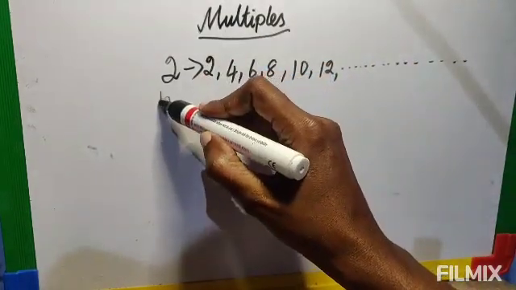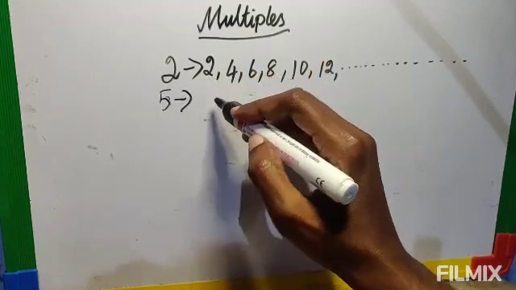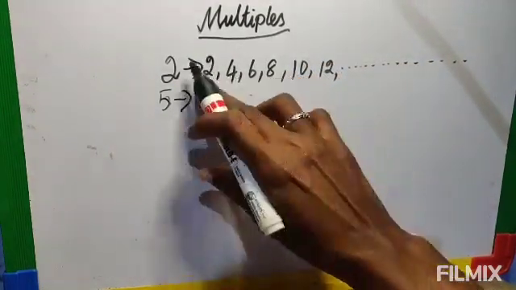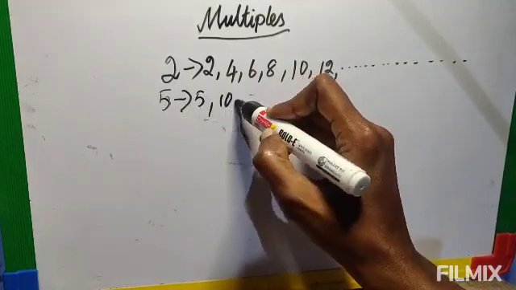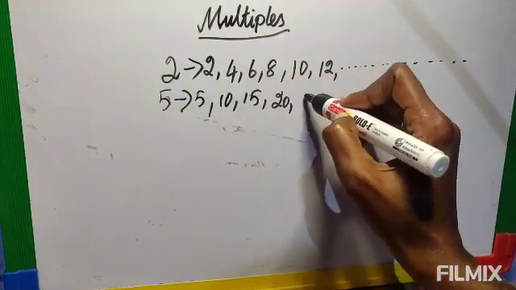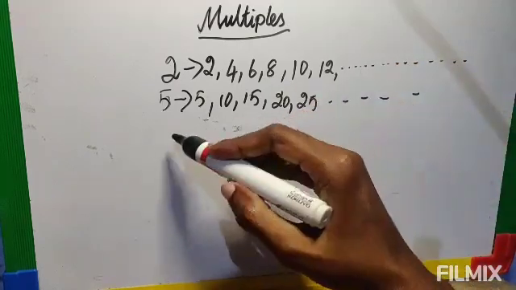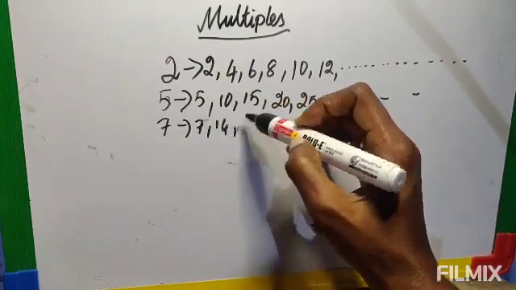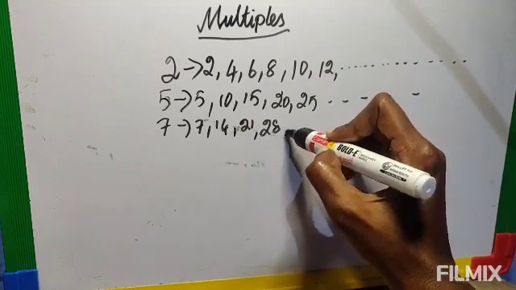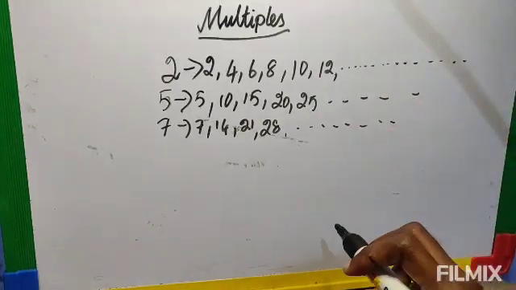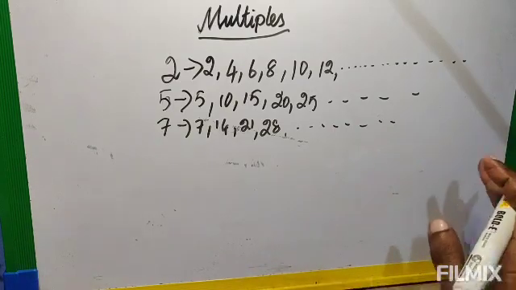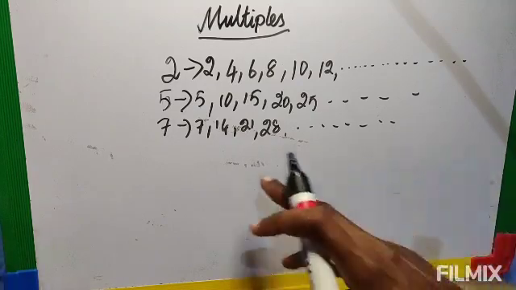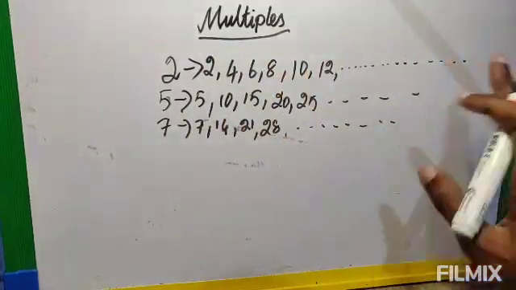Now if you are writing the multiples of 5, just go on multiplying 5. 5 ones are 5, 5 twos are 10, 5 threes are 15, 5 fours are 20, 5 fives are 25. It will go on like that. Again, for the multiples of 7: 7 ones are 7, 7 twos are 14, 7 threes are 21, 7 fours are 28, and it will go on. A multiplication table doesn't stop, so multiples have no ending. But they start with the number itself.